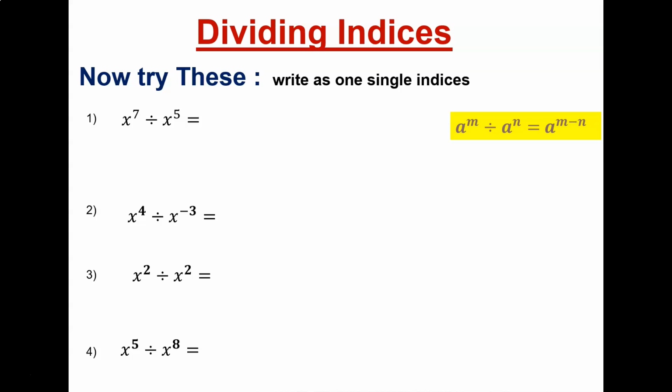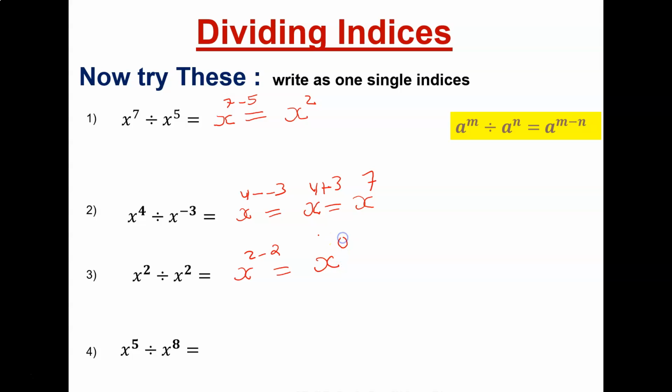Fine. I think we have done. So the first one, we got x power of 7 divided by x power of 5. Because of the division, we need to take away the two powers, and we get x power of 2. You see how quick it becomes now. x power of 4 take away minus 3. That gives you x power of 4 plus 3. Again, the directed numbers. That gives you x power of 7. x power of 2 take away 2. It's very interesting. x power of 0.